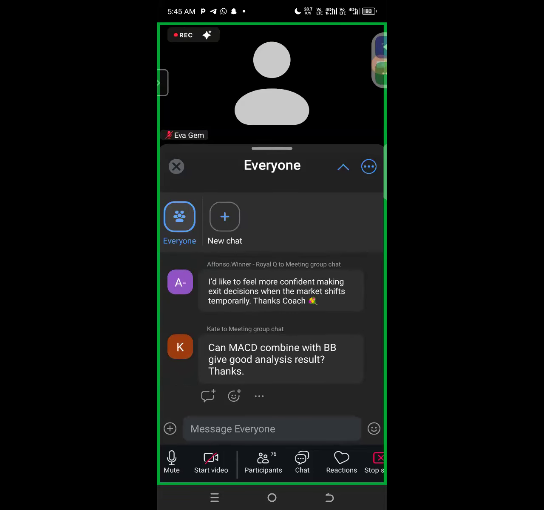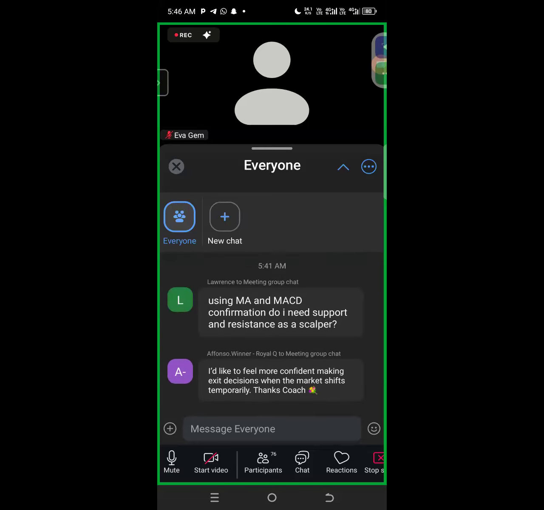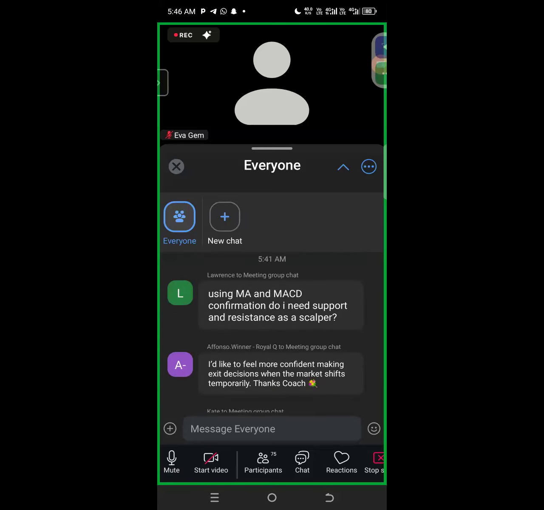Okay. Can MACD be combined with Bollinger Band, giving good analysis results? Yeah, when we study it, we may get back to know the nature of MACD and the nature of Bollinger Band before we confirm anything. All right, so I like to feel more confident making exit decisions when the market shifts temporarily. That will be your personal decision as well.